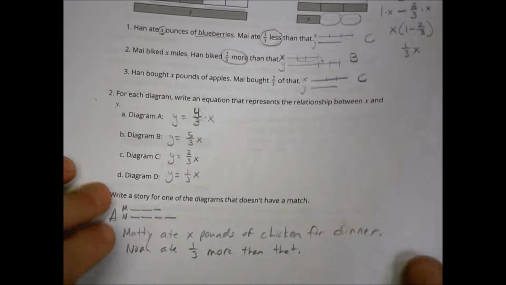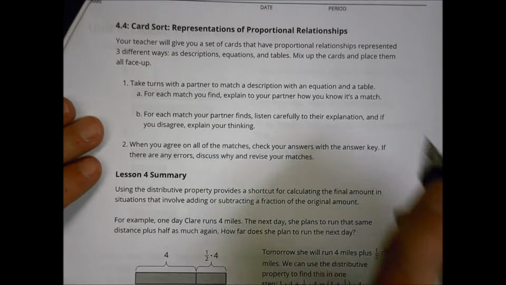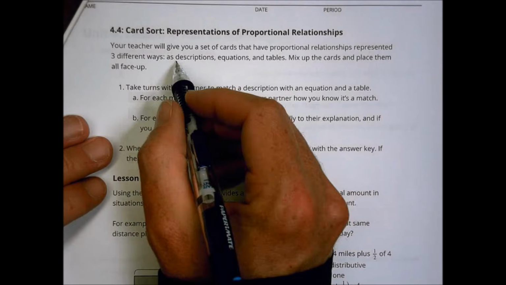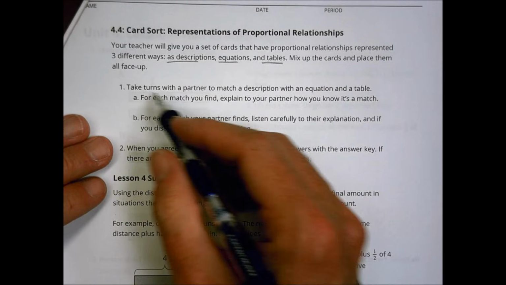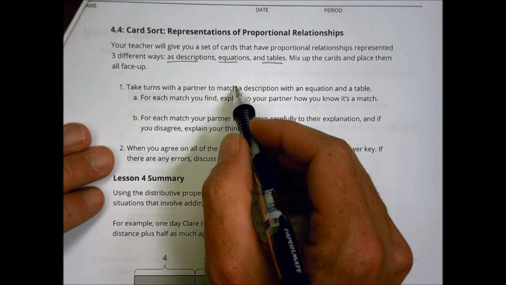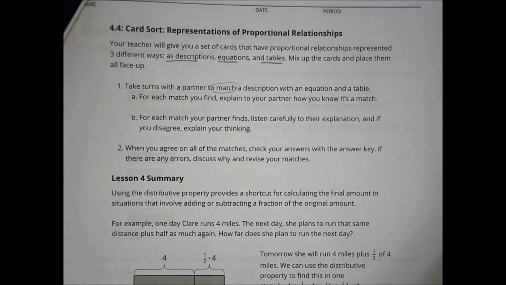Okay. On your next activity, you do this in class here. It says your teacher gives you a set of cards that have proportional relationships represented 3 different ways as descriptions, equations, and tables. You're going to mix them up and place them all face up, and your job is to, with a partner, make the matches between the descriptions, the equations, and the tables, and check your answers with an answer key there.